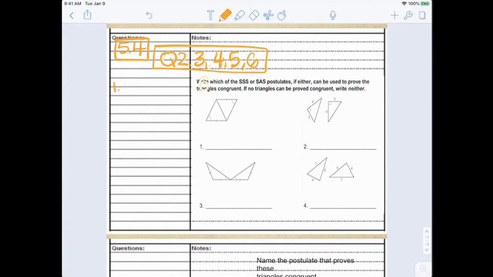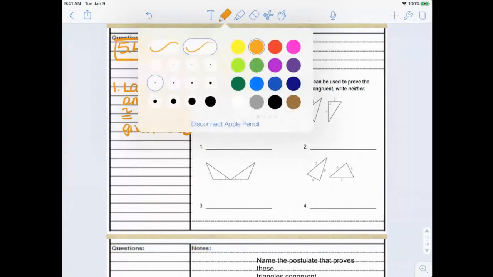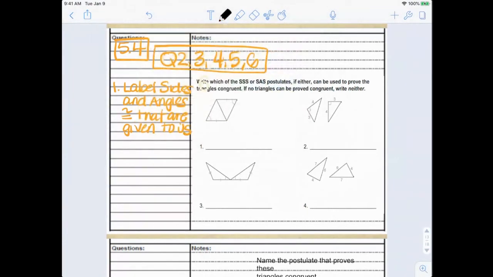So 1, label sides and angles congruent that are given to us. That was step 1. You don't have to write these down on the side because we already have this. This is step number 1 in that list of helpful hints, but I'm going to do it. So step number 1, I'm going to say these sides are congruent. They also give me these angles are congruent.